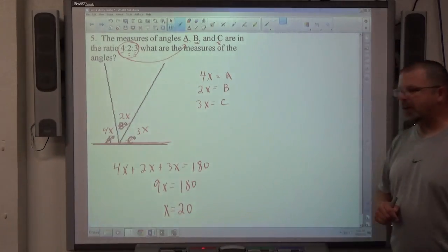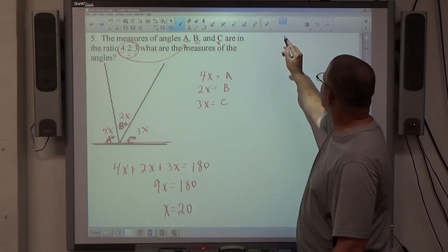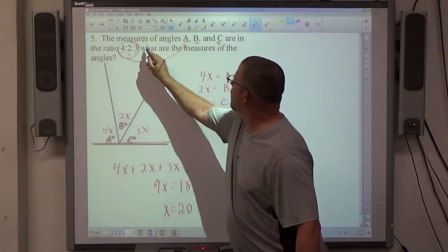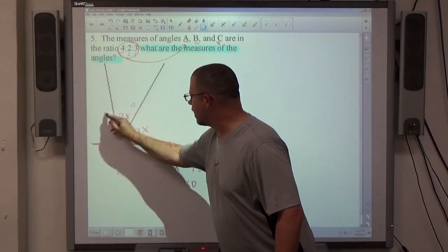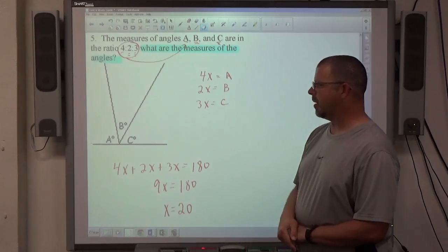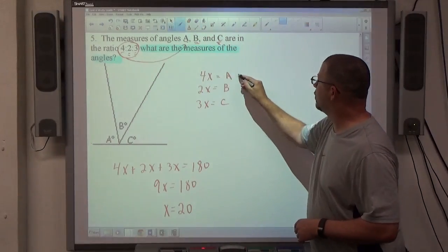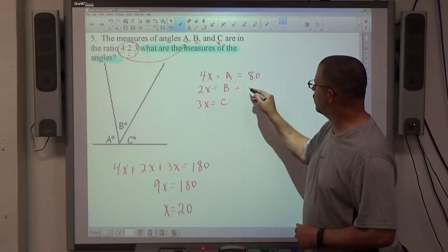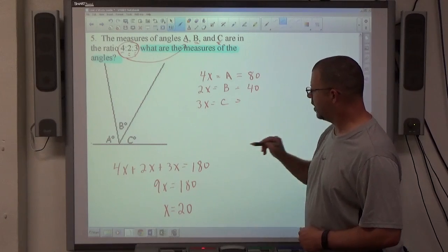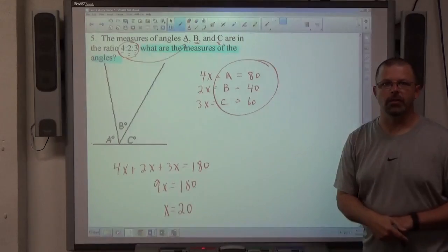The directions don't say find x because I invented x. So be careful that the question says, what are the measures of the angles? The angles in the picture, if I unerase them, are A, B, and C. So their question is, what are A, B, and C? A equals 4x, 4 times 20 is 80. B equals 2x, 2 times 20 is 40. C equals 3x, 3 times 20 is 60. That's the answers they're looking for on that test.